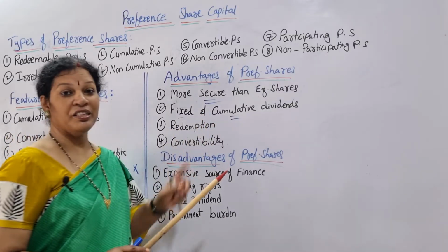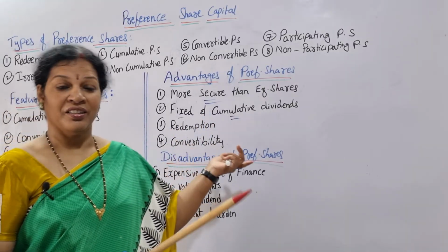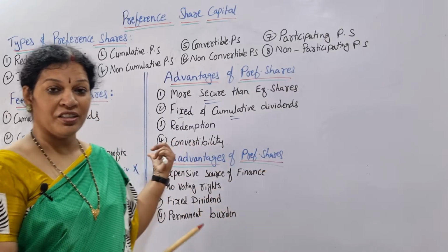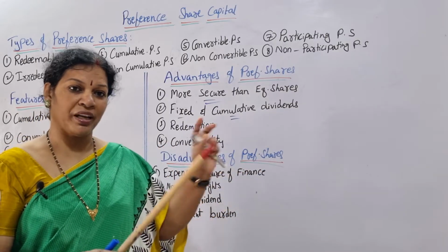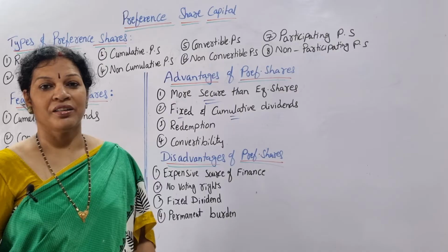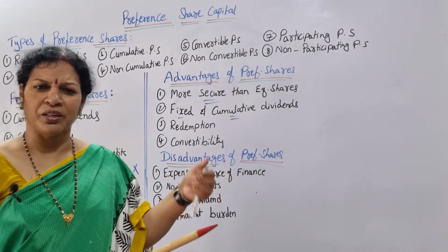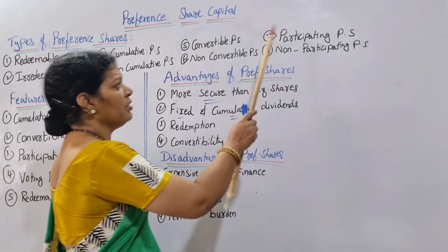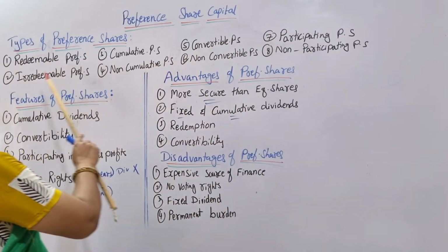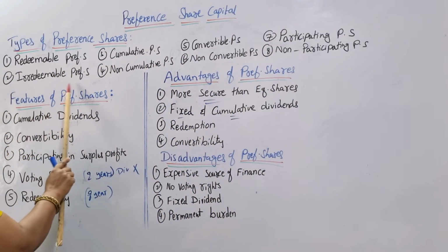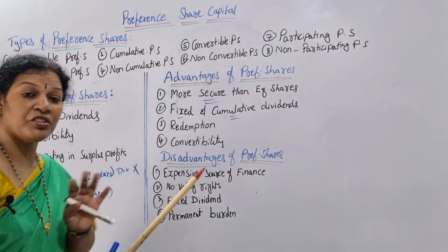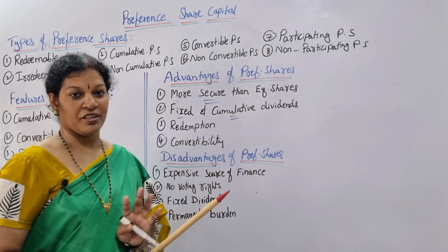And redemption is also there. It can be redeemed, as I said, after a minimum of 8 years. Then after that you can get back your invested amount and use it anywhere. Except for irredeemable preference shares, for all the other shares redemption is there.